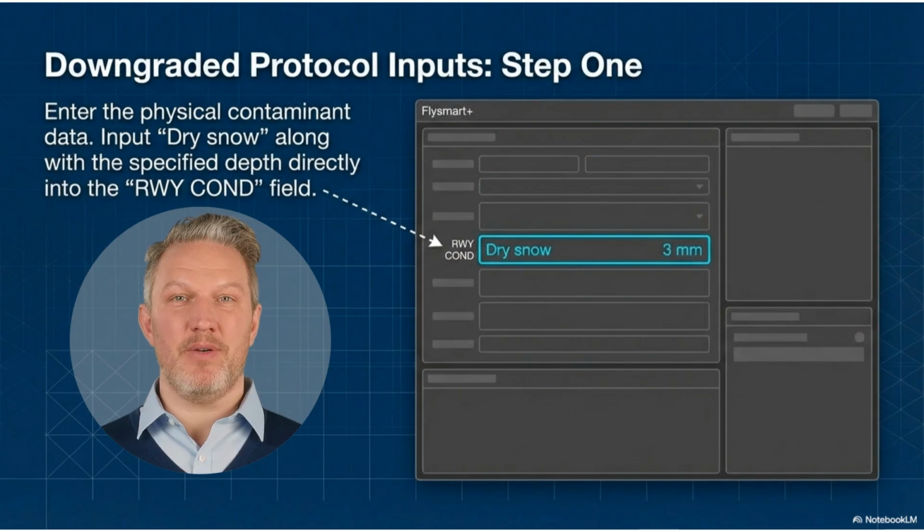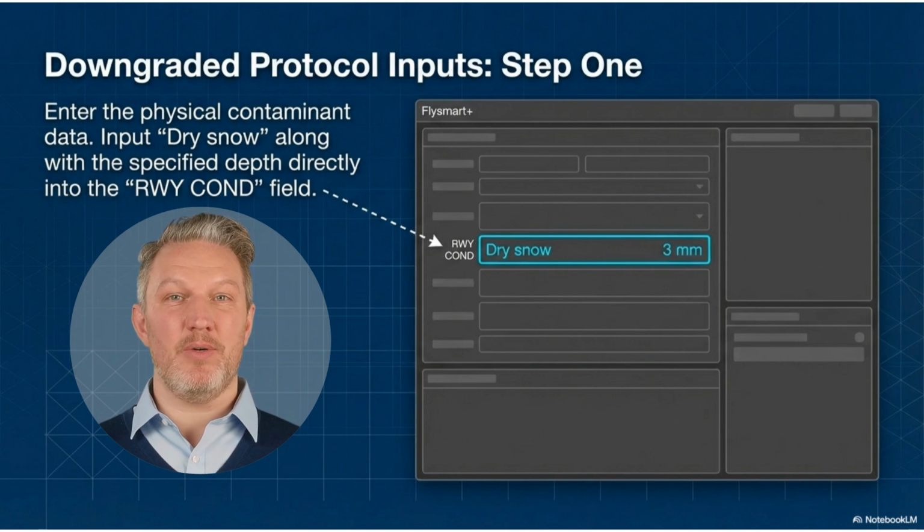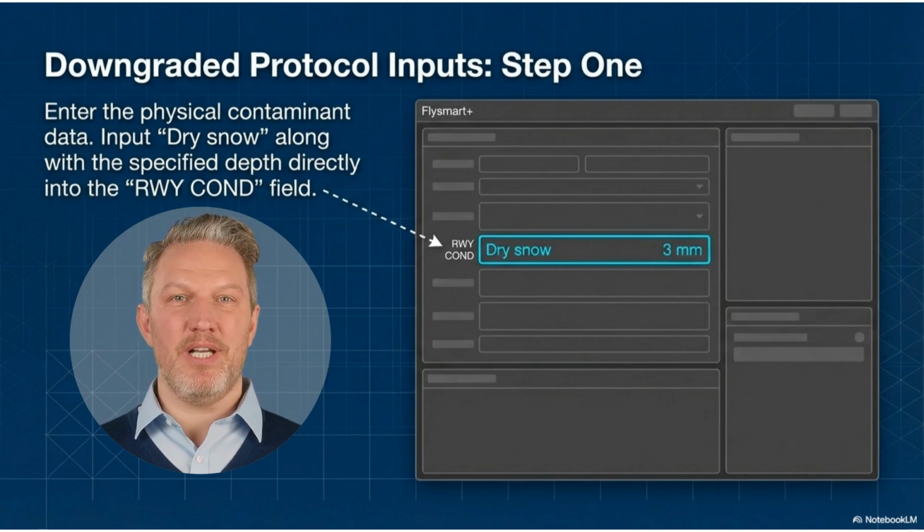To process a downgrade, we separate the inputs. First, enter the physical contaminant data. Input the dry snow and the specified depth directly into the primary field. This tells the engine how much physical resistance the aircraft will encounter during the roll.